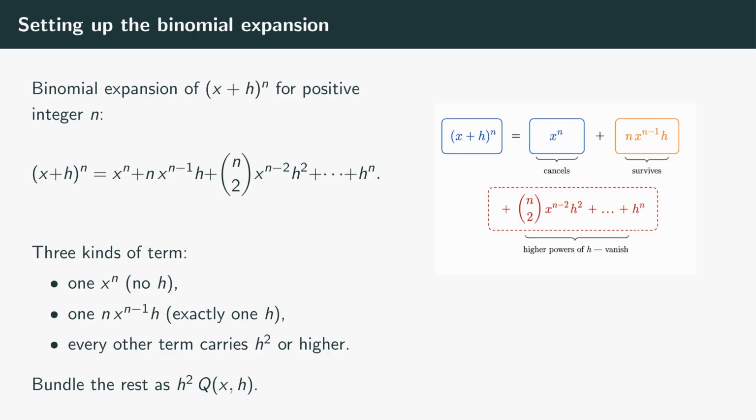Notice which terms have which powers of h. Exactly 1 has no h. Exactly 1 has h to the first power. Every other term has h squared or higher. That structure is the entire proof. Let me bundle the higher order terms as h squared times some polynomial q in x and h. We don't need to know what that polynomial is, only that it stays finite as h goes to 0.